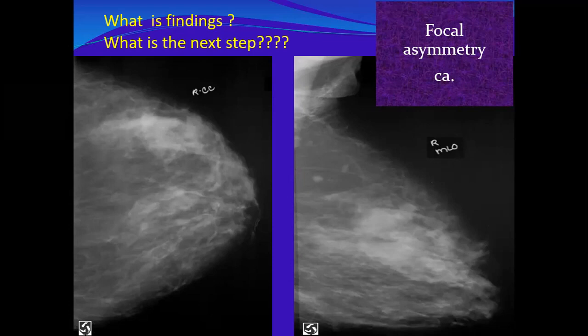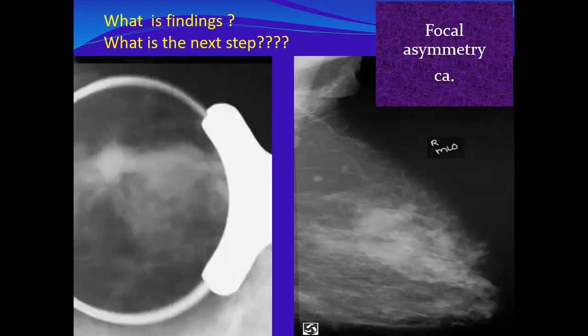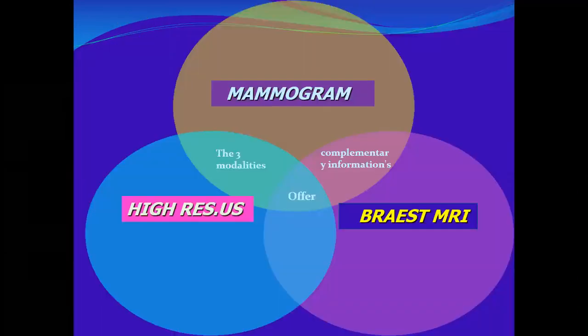Spot compression view. Okay, so this is spot compression. So it's an indistinct mass. Indistinct speculated mass. So it is BI-RADS 5 because it is speculated.